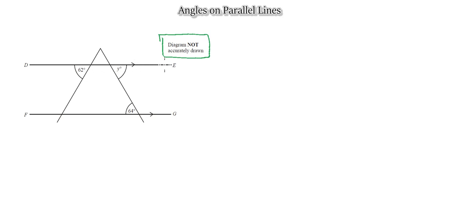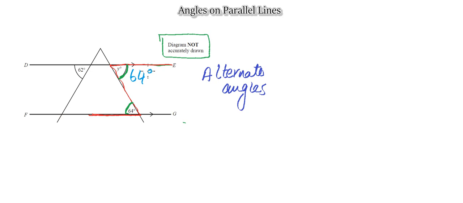So in this case, we can have a perfect Z angle, in which we know that this angle will be exactly the same as this angle. Why? Because that is the alternate angle. Therefore, my angle y will be 64 degrees, not 62 degrees. So it's as simple as that.